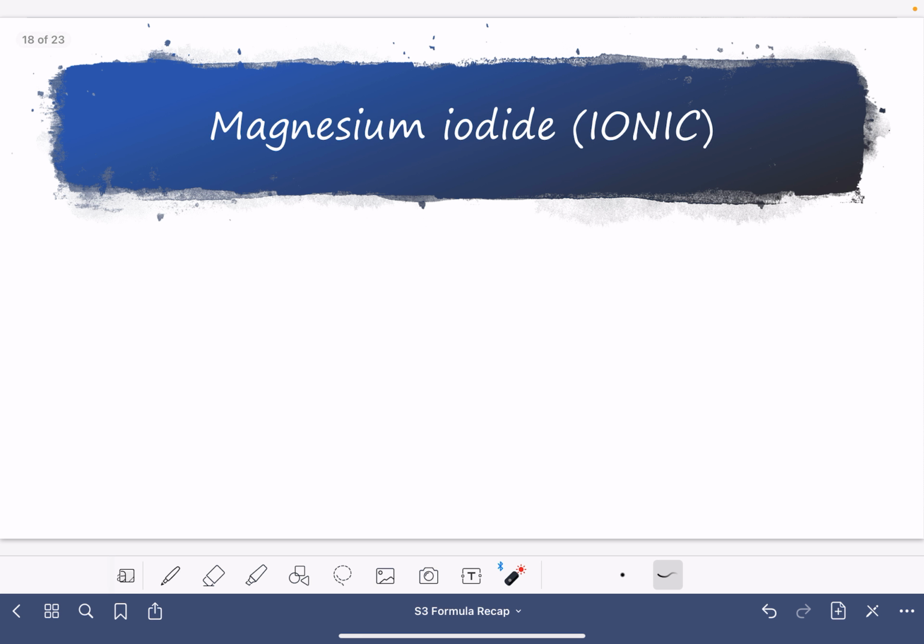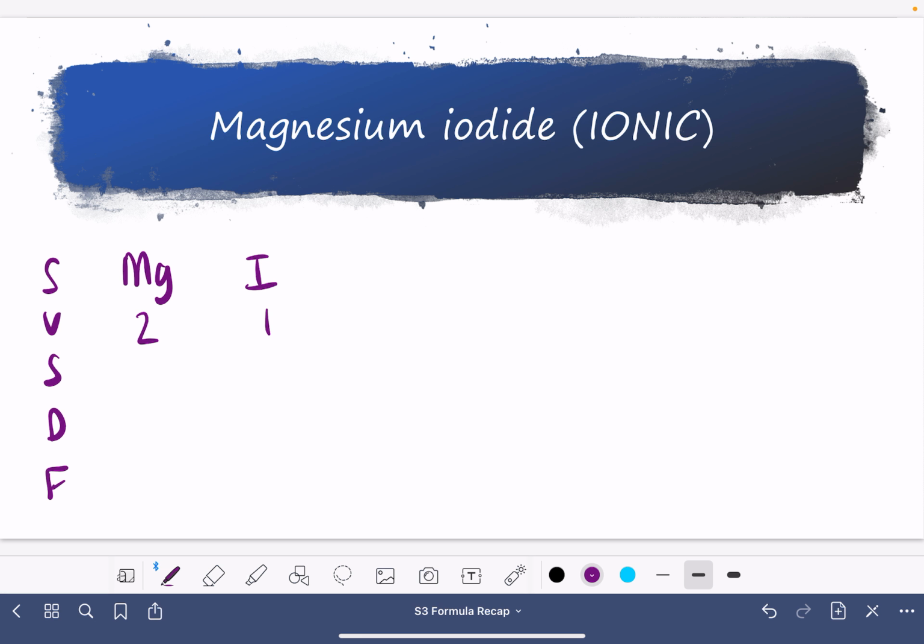Okay, this one here is magnesium iodide. So let's go. It's another ionic one. So we've got SVSDF, Mg and I. So valencies are 2 and 1. Swap them, and then MgI2. And then the magnesium, it's the metal and it's got a 2 positive charge.